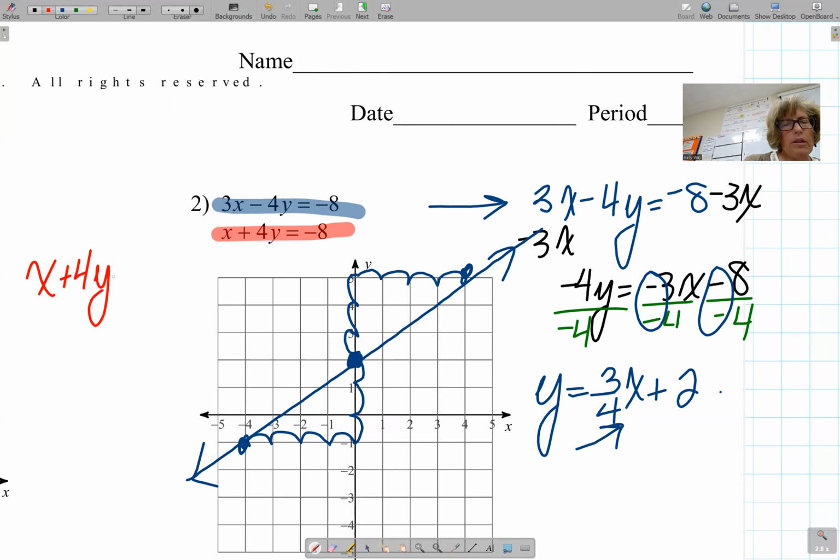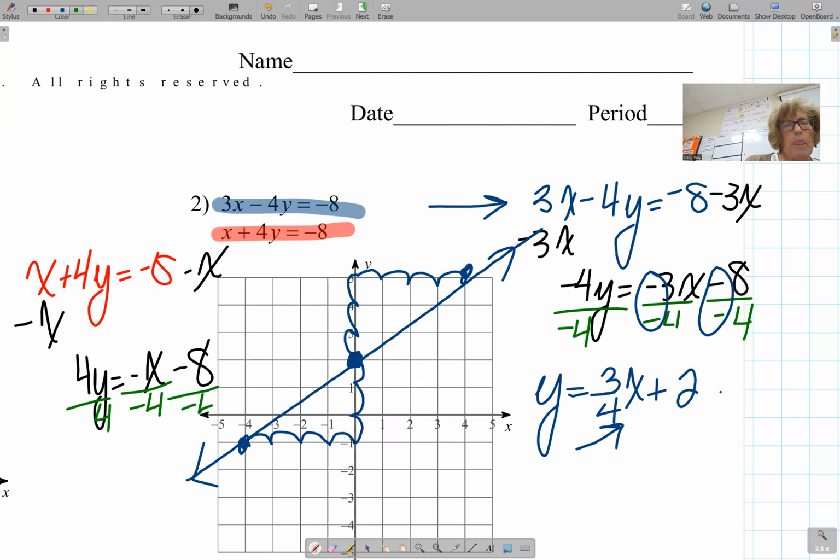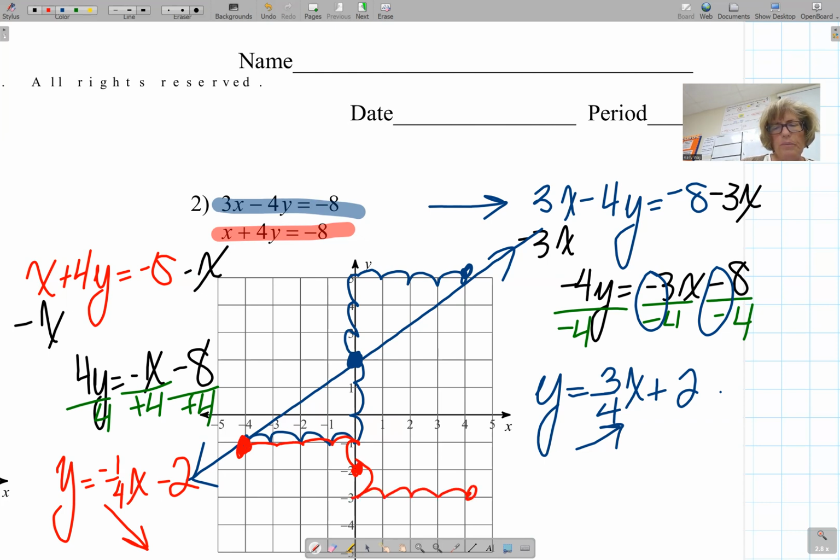x plus 4y equals -8, minus x both sides. I get 4y equals -x minus 8. Divide by 4. And we get the line y equals -1/4 x minus 2. So we're at -2, and it is a downward tilting line from left to right. So up 1/4 to the left, down 1/4 to the right. And there is your negative tilting line.